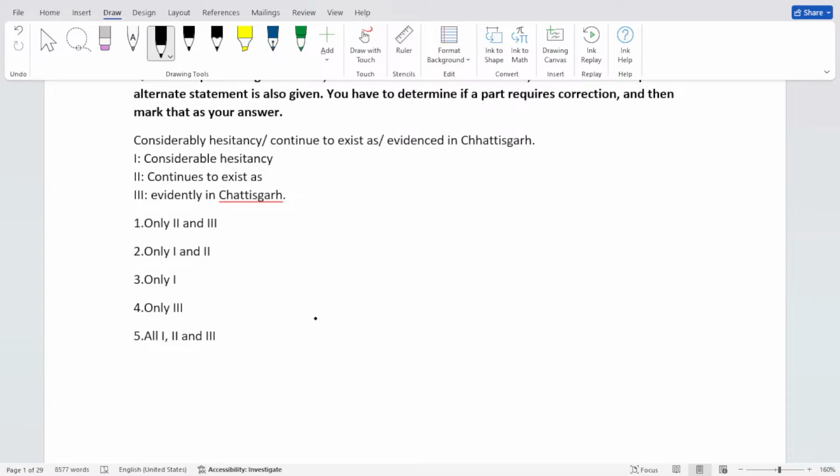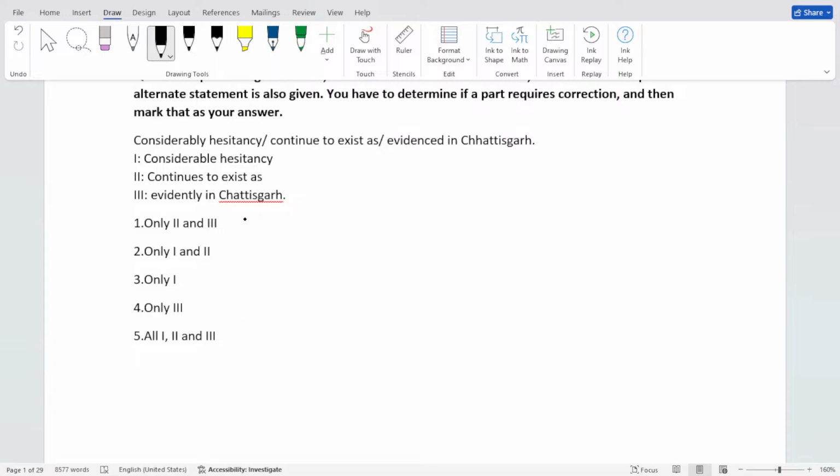So when it comes to the first part, "considerably" means we are going to think about it. So then when it comes to this, "hesitancy" is given. Hesitancy is generally used as a noun. So "considerably" is modified. Accordingly, this statement is incorrect.